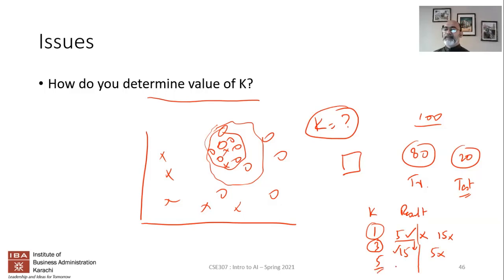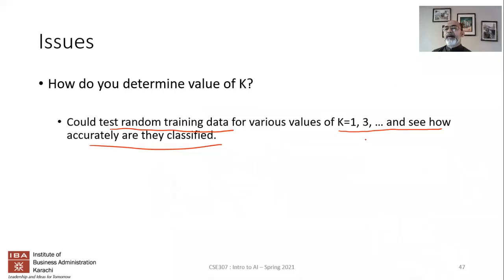Now, when you go to k equal to 5, let's say you get 5 versus 15. So you realize that when k becomes 5, the results are not very good. So clearly, k equal to 3 is the optimal solution for this particular example. 15 of them are correctly classified, only 5 are misclassified. So this is one way you could figure out the optimal value of k: partition your data set and test it out on the test data.